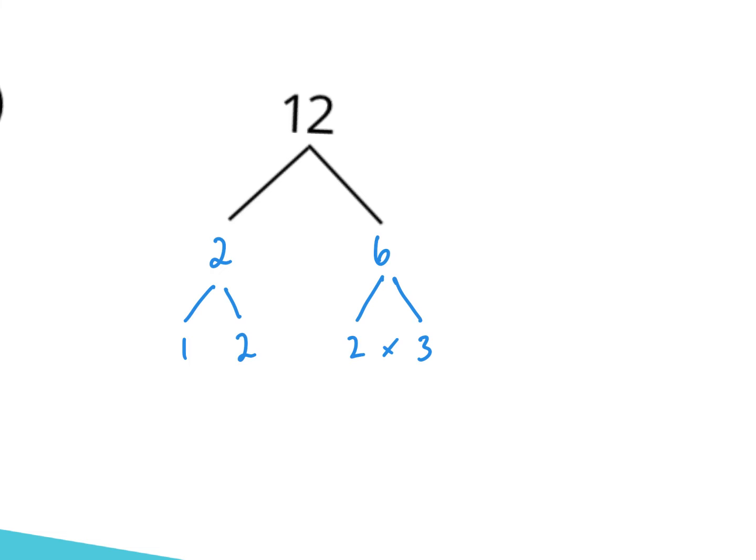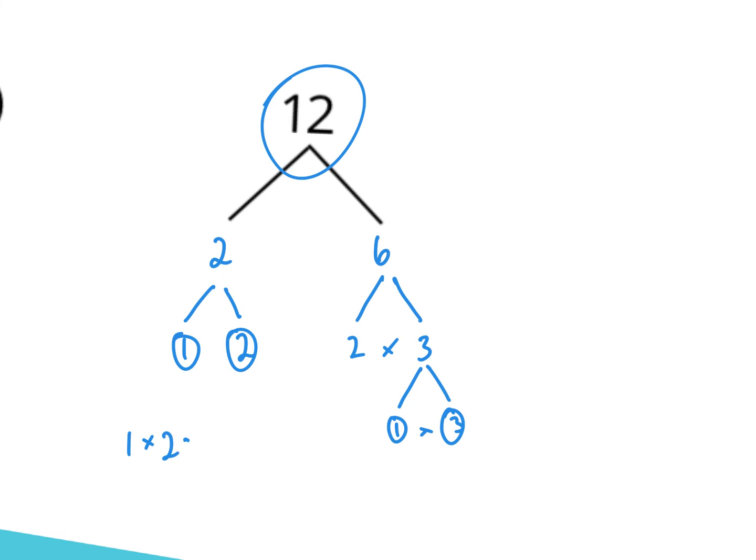And then I go down the bottom here and I say, well, 1 times 3, okay? Let's write down all of these numbers, 1, 2, 1, and 3. And let's see if we can make 12. So 1 times 2 times 1 times 3. 1 times 2 is 2. 2 times 1 is 2. 2 times 3 equals 6.